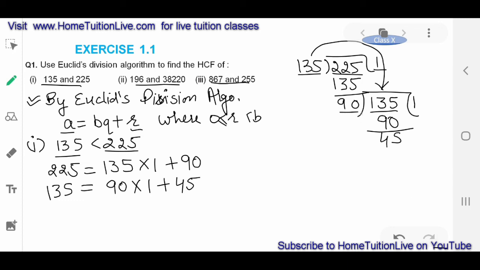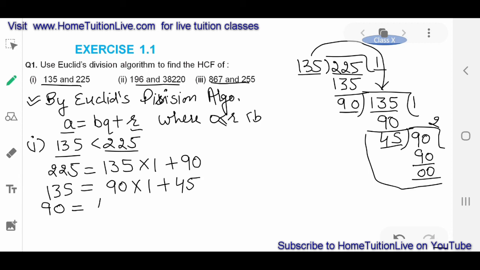Now this 90 becomes our dividend, and 45 is our divisor. This remainder becomes our divisor. Okay, so 45 twice goes into 90, and the remainder is 0. So this is our last division, because we get 0 as a remainder. Now we will write it here first as Euclid's division lemma. What it says: 90, dividend, is equal to divisor into quotient plus remainder.